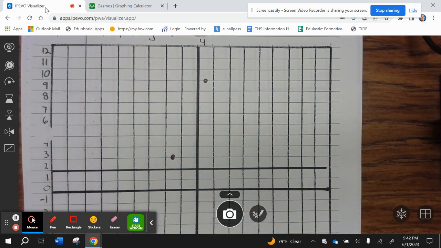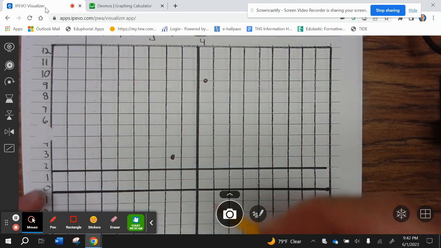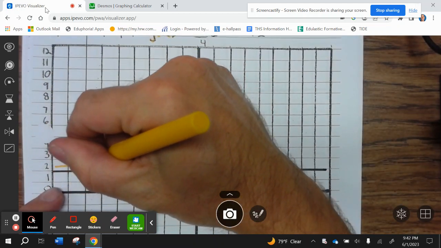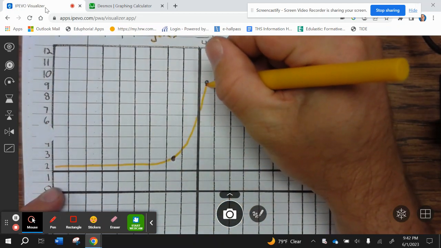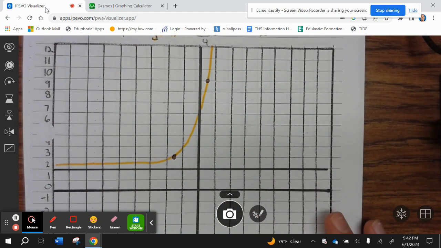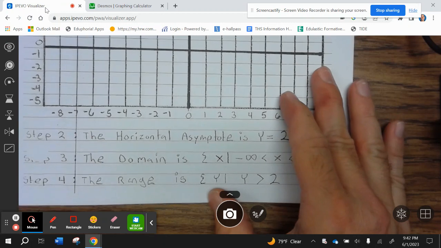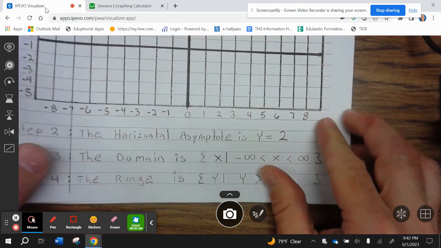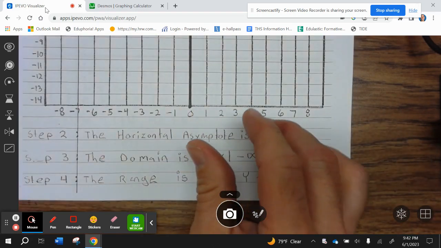Okay, so now follow the asymptote, go up through the points. All right, go ahead and finish up the graph. The horizontal asymptote is y equals 2. The domain is negative infinity to positive infinity. The range is y greater than 2. All right, let's go to the next example.